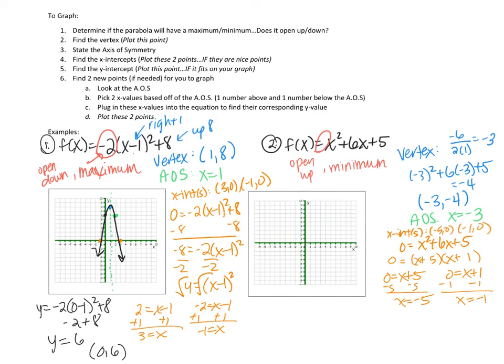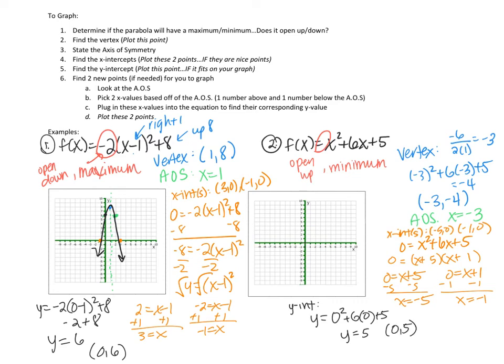All right, last thing, I can find my y-intercept. For my y-intercept, I'm going to take y equals, and plug in a 0 for all of my x's. So I can see that my y-intercept is going to be at 5. So it would be (0, 5).